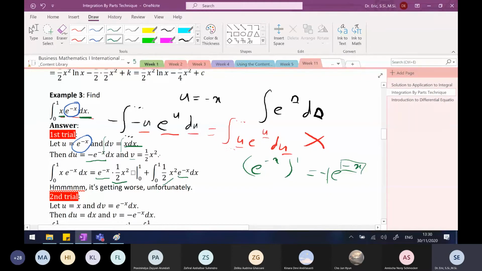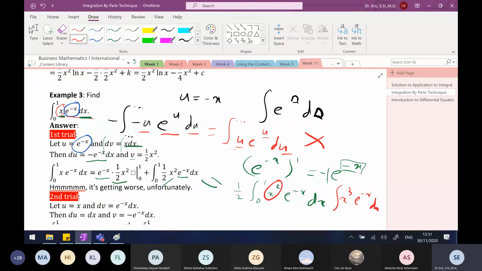Unfortunately, it's getting worse. Why? You look at this. This is just a half integral from 0 to 1 of x squared e to the power of minus x dx. It's getting worse because in the first one you have x to the power of 1 and now you have x to the power of 2. If you do this again, you will end up with x cubed e to the power of minus x dx. If you do integration by parts once again, you have the integral of x to the power of 4 e to the power of minus x, and you cannot do anything.